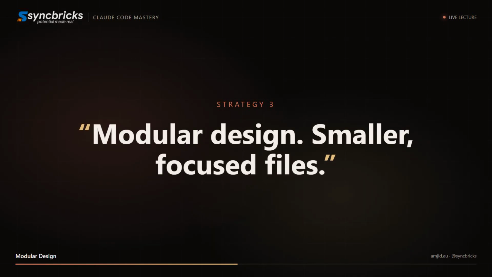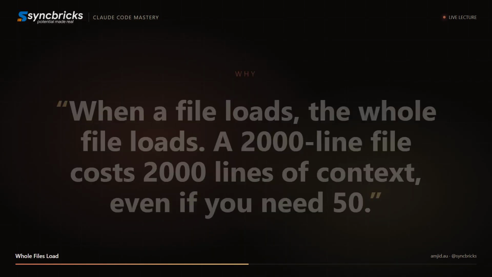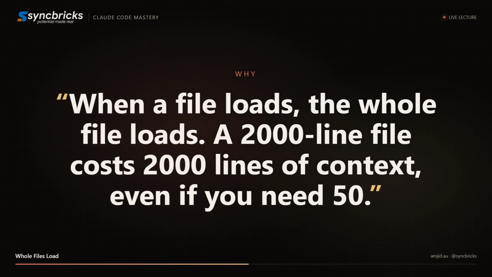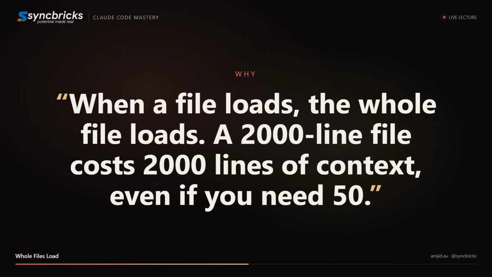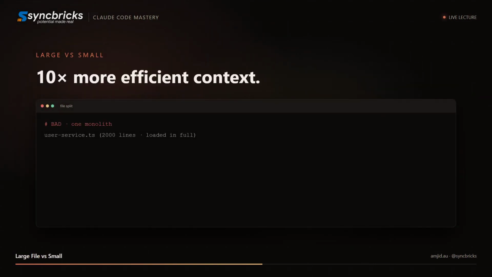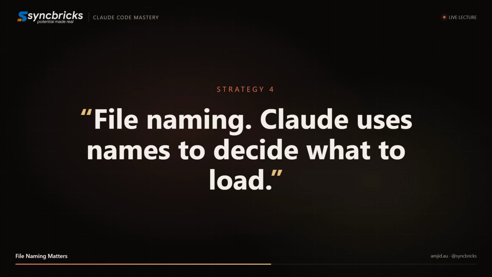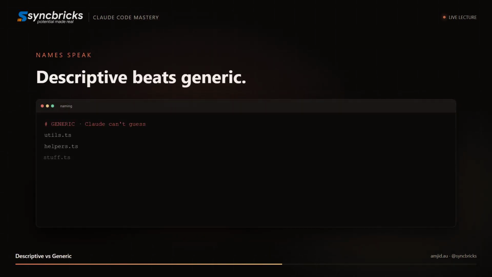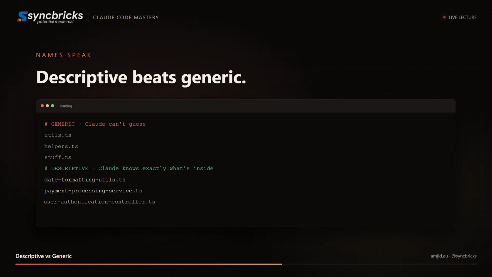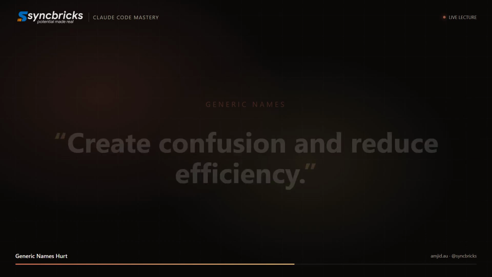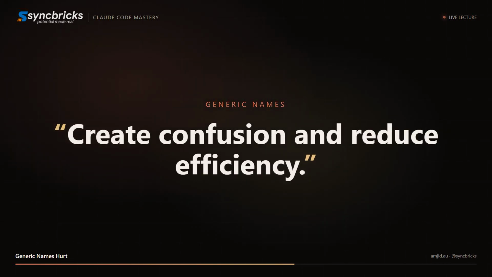Modular design is also very important. Smaller, focused files are more efficient than large files. When a file is loaded, its entire content is included in context. Breaking large files into smaller modules ensures that only relevant parts are loaded. File naming also plays a key role. The system uses file names to decide what to load. Clear and descriptive names make it easier to identify relevant files quickly. Generic names create confusion and reduce efficiency.